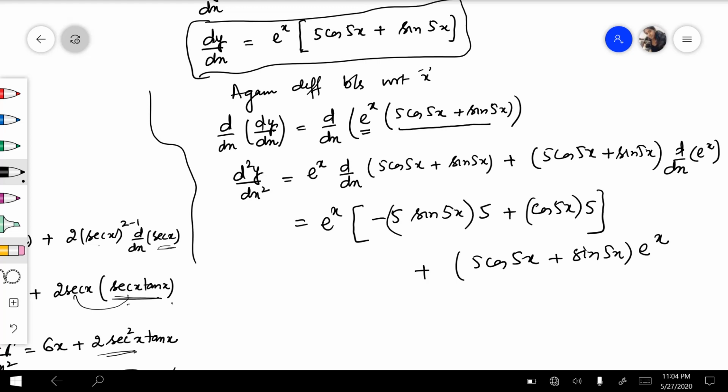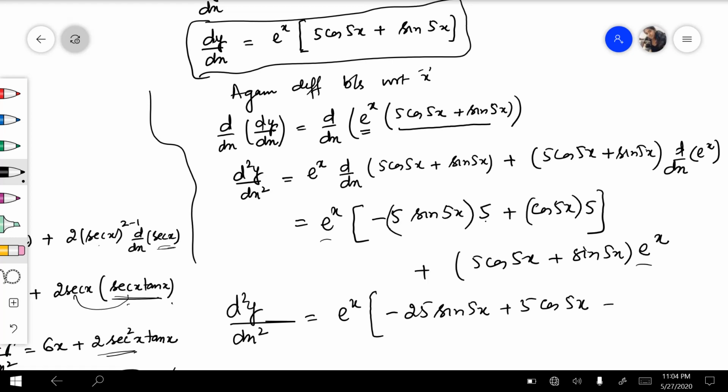अगर आप इन टर्म्स पे ध्यान दें अगेन e raised to power x कॉमन, तो हमारे पास d2y अपॉन dx स्क्वायर किसकी इक्वल हो जाएगी e raised to power x into minus 25 sin of 5x plus 5 cos of 5x plus 5 cos of 5x plus sin of 5x.